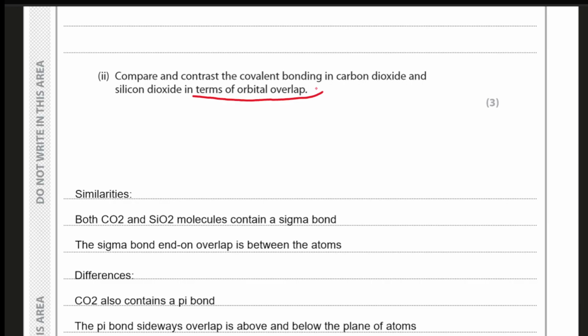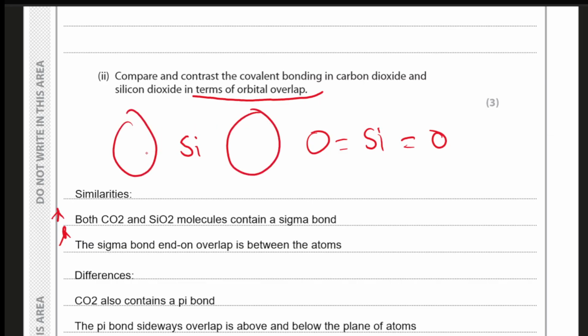If you look at the similarities, what we know is that both contain a sigma bond. Why do they contain a sigma bond? Because obviously a sigma bond is common, because there will be a single bond present. And another similarity is that the sigma bond is formed by end-on overlap between the atoms. So they're trying to say that the oxygens do end-on overlap, and this results in the production of a sigma bond between silicon and oxygen.